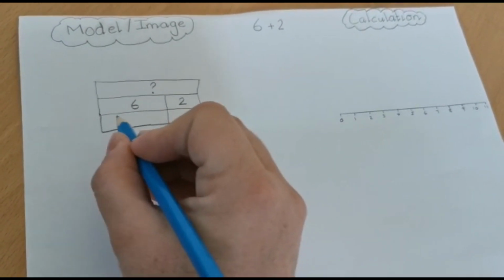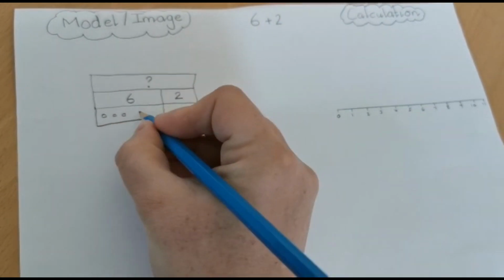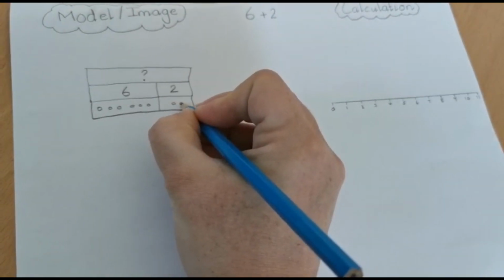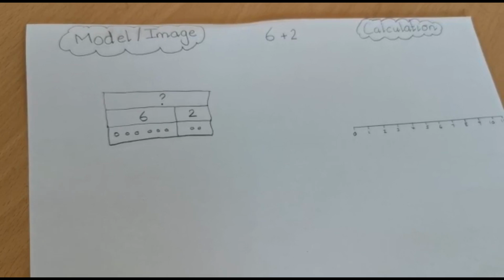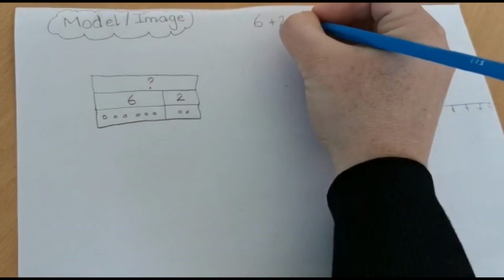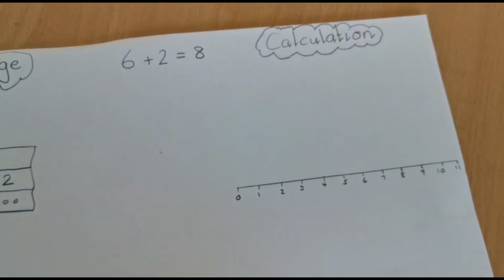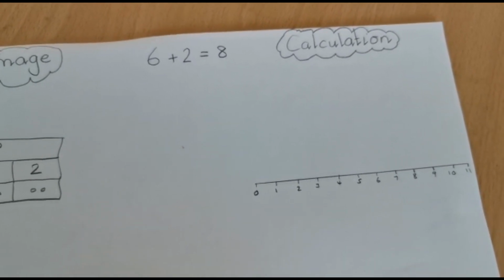So I'm going to draw what 6 dots would look like. So I've got my 1, 2, 3, 4, 5, 6, and then I'm going to draw my 2 under there. In this circumstance, one thing that we could do is count up the dots and work out that 6 add 2 equals 8. Another way that we can do the actual calculation for this is to start on our number line. So we've got 6 add 2 equals 8.